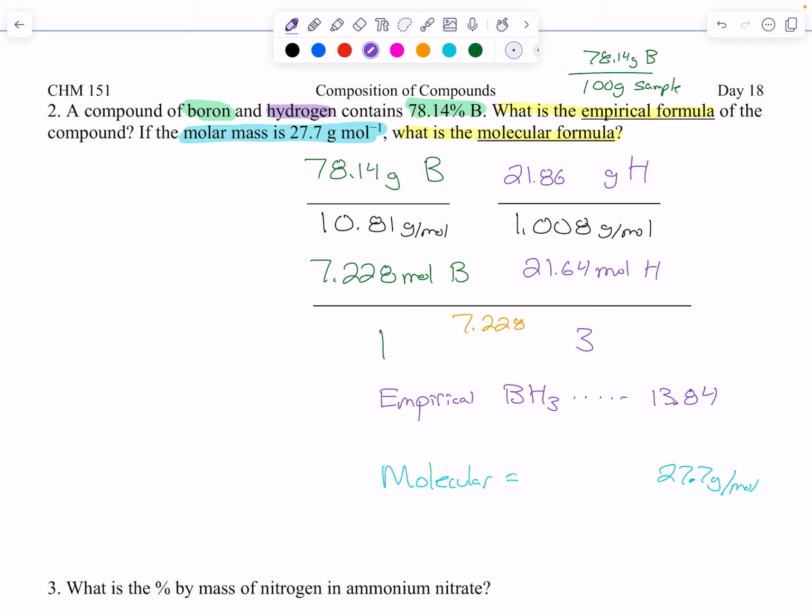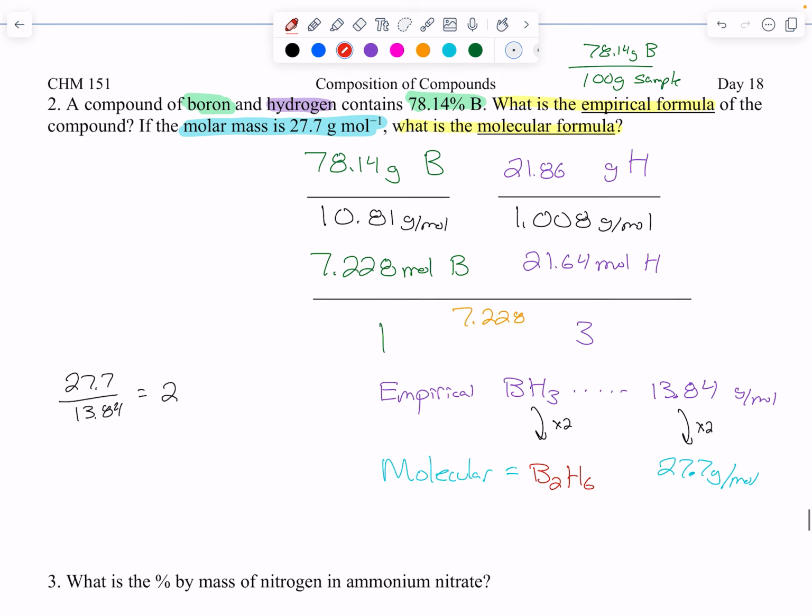Yeah. So my question then would be, how many times does 13.84 go into 27.7? So I would take my 27.7 divided by my 13.84, and it looks like I get 2. Since that's a times 2, this is a times 2. So it looks like my molecular formula would be B2H6. And that's it. We're just figuring out how many empiricals make up the molecular. In this case, it's 2.